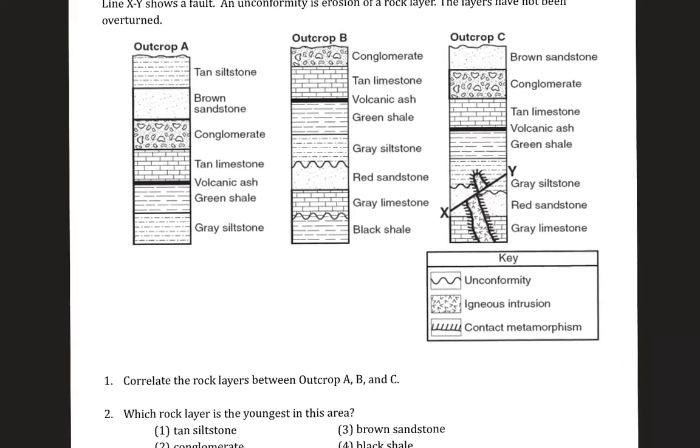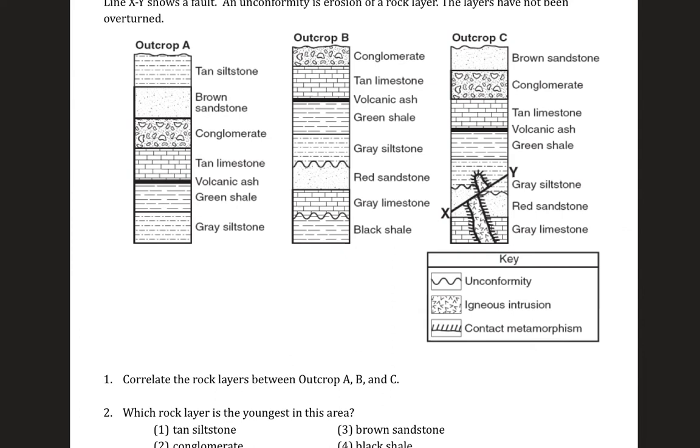So questions 1 through 3 are based on these outcrops, these different rock layers. And it even tells you that there is no overturning. It tells you that there's an unconformity, which is an erosion of a rock layer. And this right here tells you that that's the unconformity, just so you know what that is. We haven't talked about that yet.